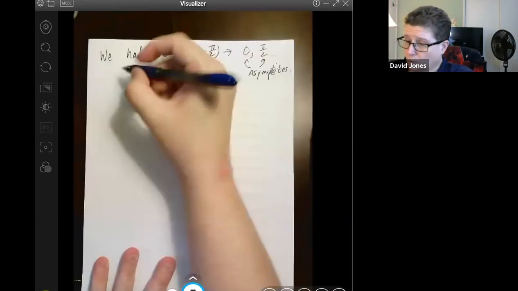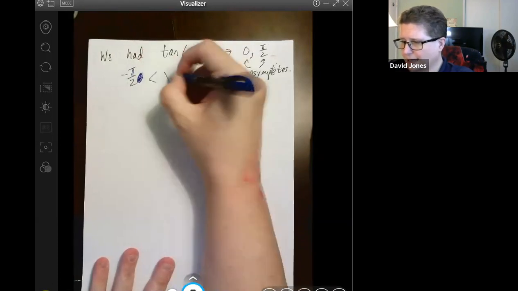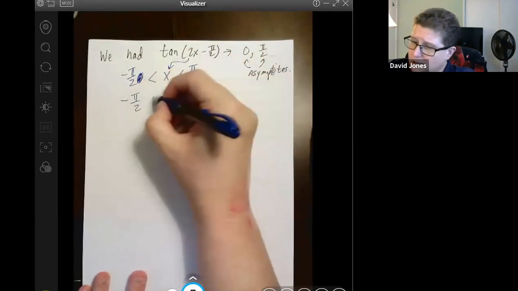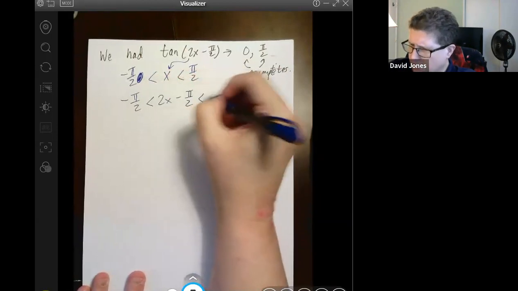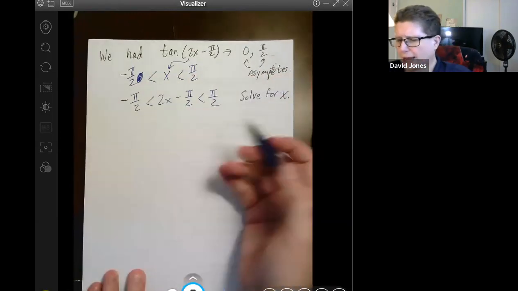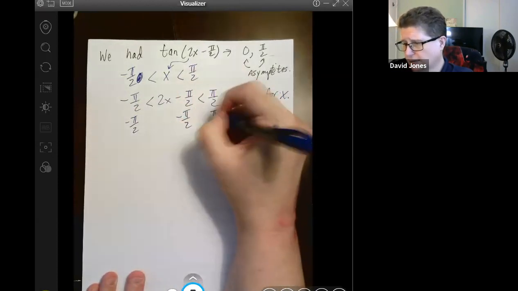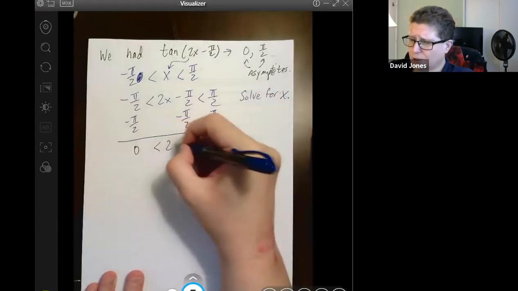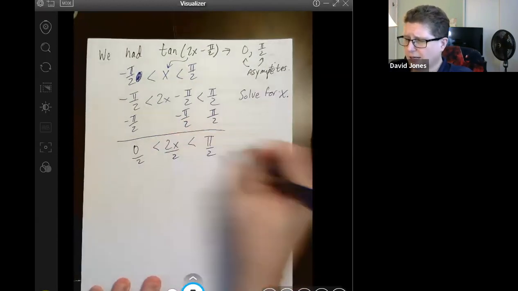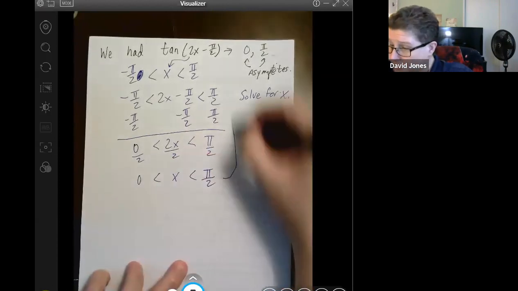We've got negative pi over 2 is less than or equal to the argument, which is less than pi over 2. We're going to sub that in and solve for x. We add pi over 2 to all three sides. We have 0 is less than or equal to 2x is less than or equal to pi. Divide by 2 everywhere, and you get 0 is less than x is less than pi over 2. Same asymptotes.